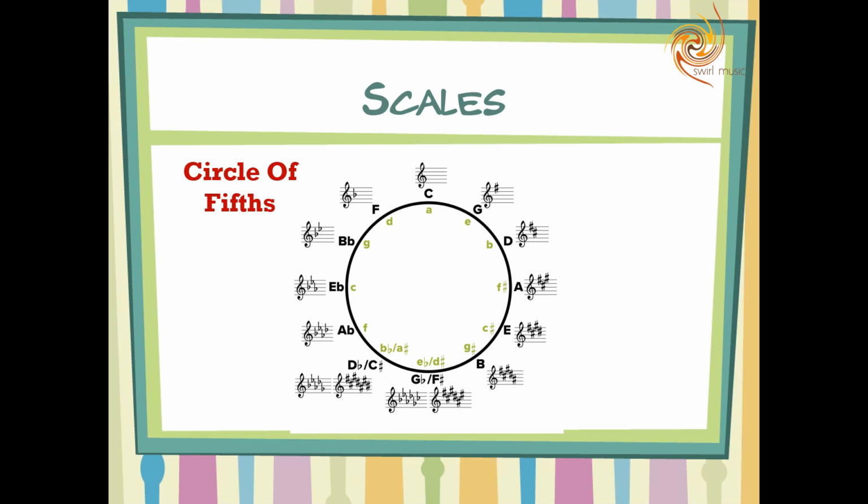If we start with C and move lower to the fifth note, we get F, and in the F scale you have one flat. Five notes lower again in the F scale, you get B flat. The B flat scale has two flats. Five notes lower again in the B flat scale, we come to E flat. In the E flat scale, we have three flats, and so on.